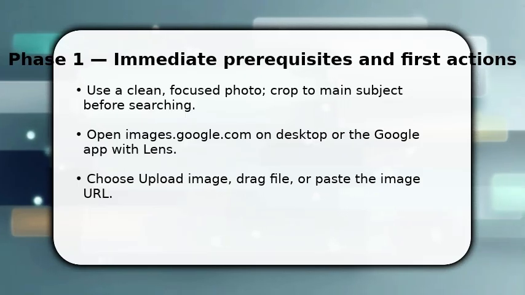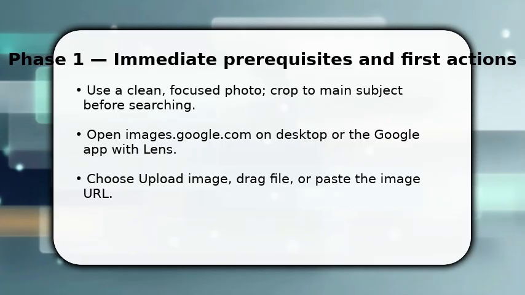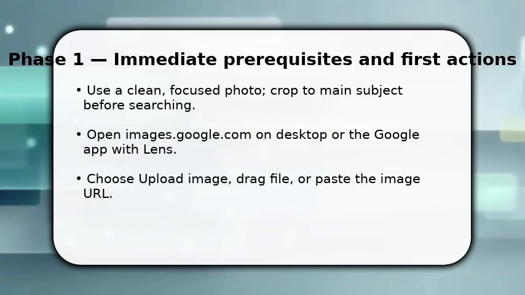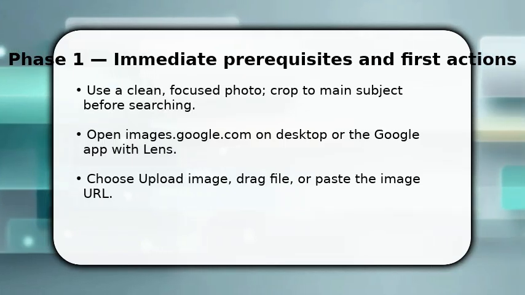Enjoy the video. You start the reverse search by preparing one clear image and opening Google Images or the Google app with Lens. Once open, click the camera icon and choose Upload Image. Drag the file or paste the image URL. Make sure to crop out irrelevant borders or screenshots so the algorithm focuses on the subject. This first action gives you the strongest chance of exact matches.